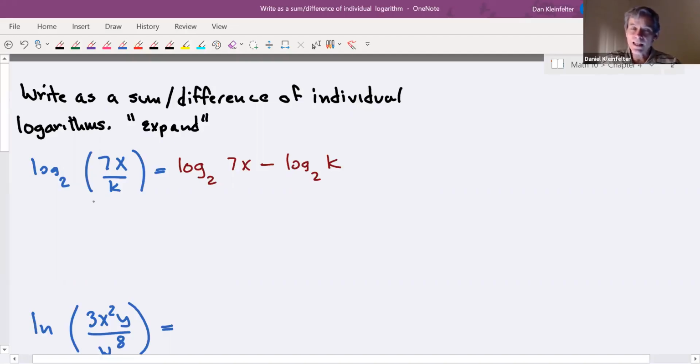The second thing is, again, on this, you need to go all the way with it. Like here, am I done? No, because that 7x can be broken up more, right? So you want to keep breaking things up until you can't break them up any further. So this 7x, that should be log 7 plus log x.